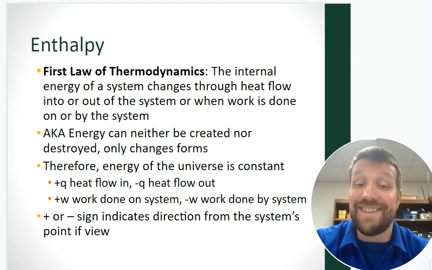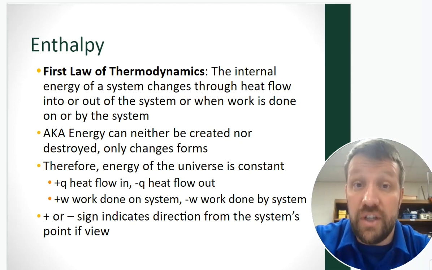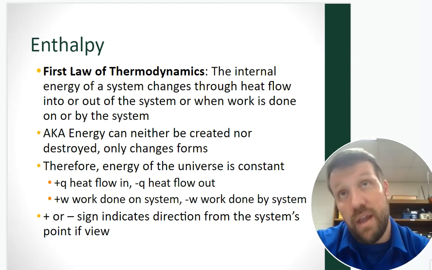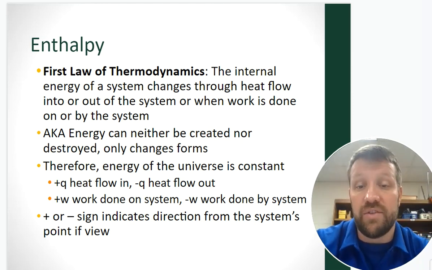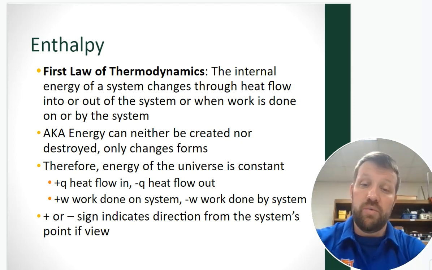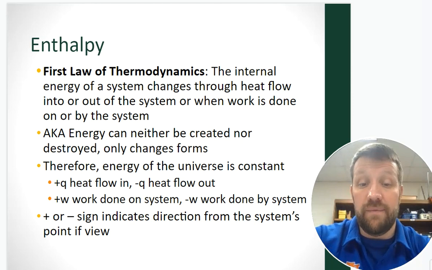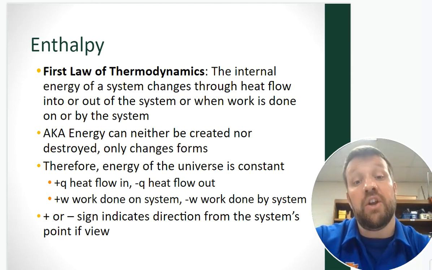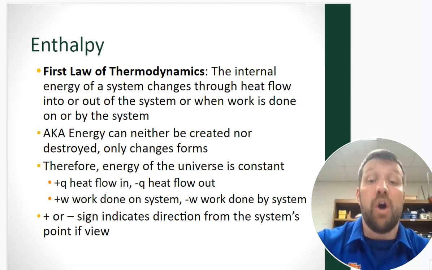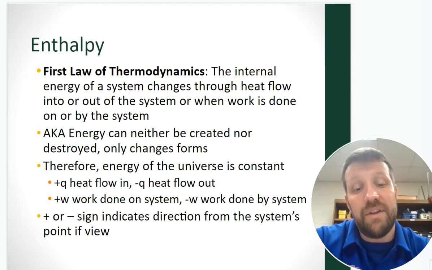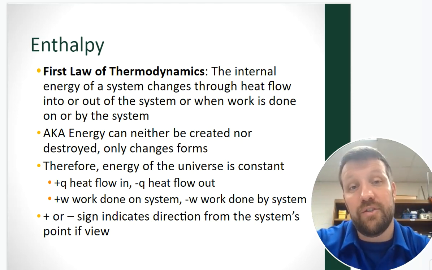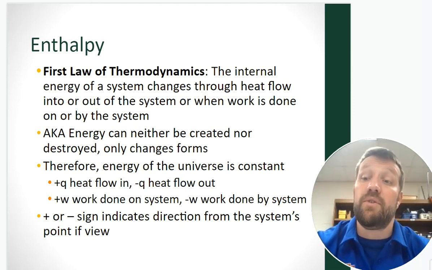So the energy of the universe is constant. There is no change in energy anywhere ever. It's just changing from type A to type B and moving through systems and flowing around here. So you see positive Q is heat flow in, and negative Q is heat flow out. Plus W is work done on a system. Negative W would be work done by the system on something else outside of it. So our positive and negative there are just direction. And you probably said that in your head to yourself if you have taken my class.